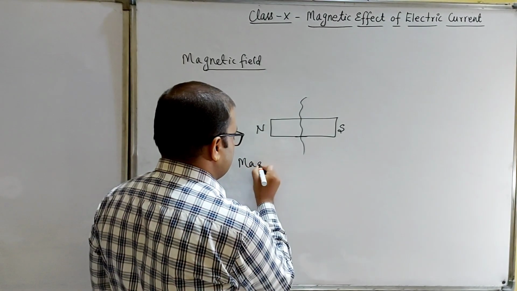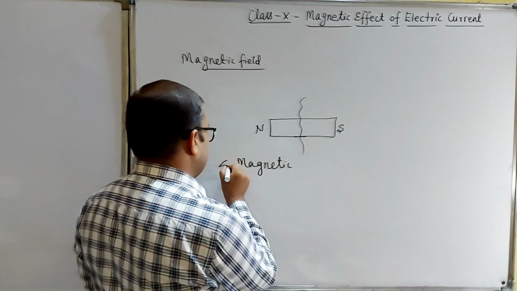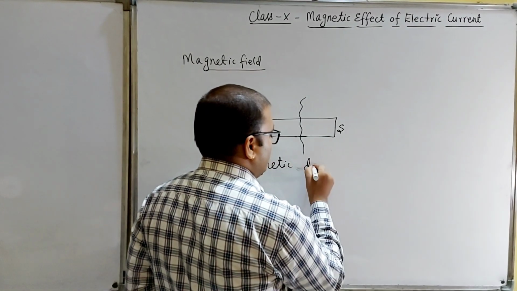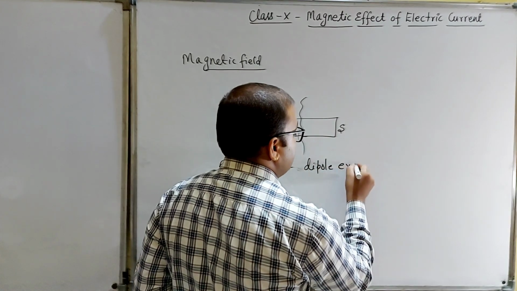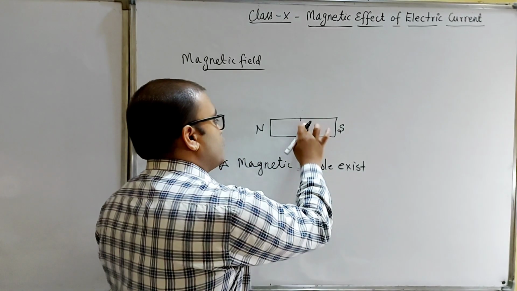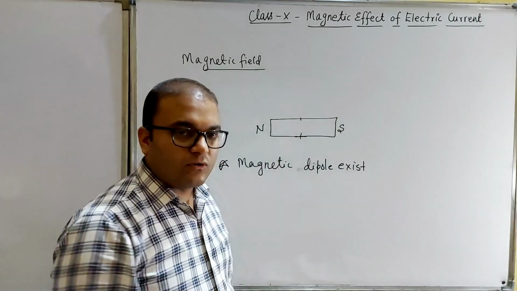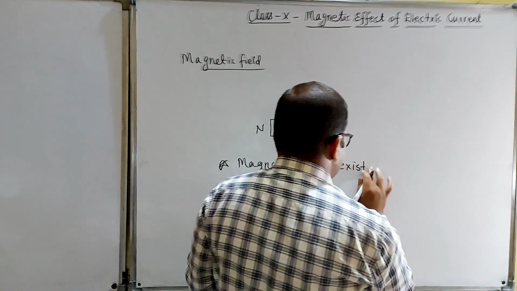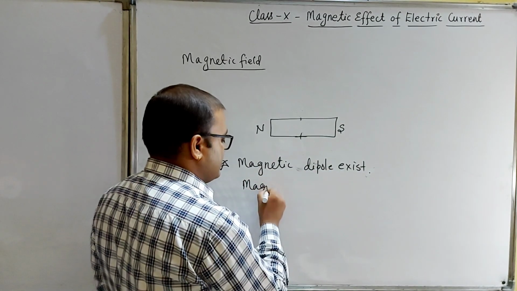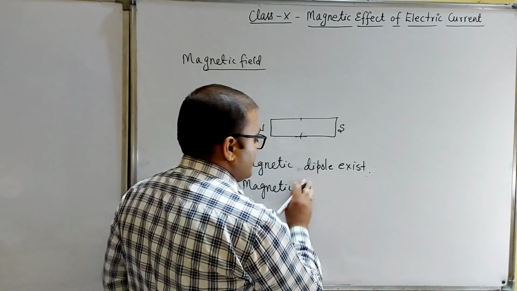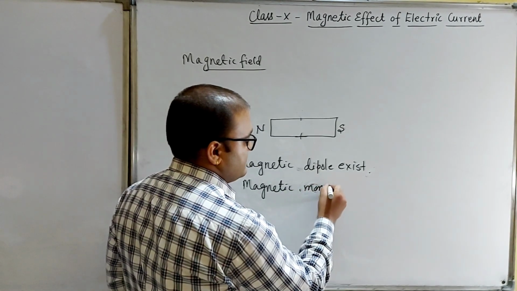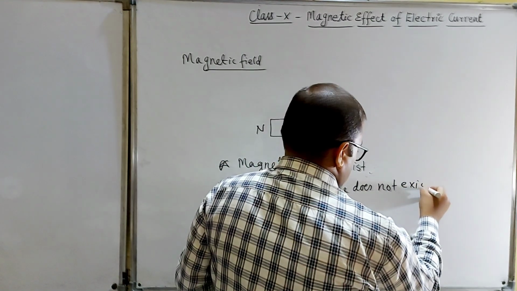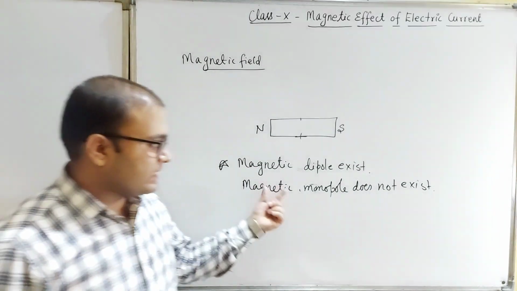So the first point here, you can write: magnetic dipole exists. Dipole means the magnet contains two poles, north pole and south pole. Magnetic dipole exists. And we can write the second point: magnetic monopole. Monopole means single pole. Magnetic monopole does not exist. There is no existence of a magnetic monopole.